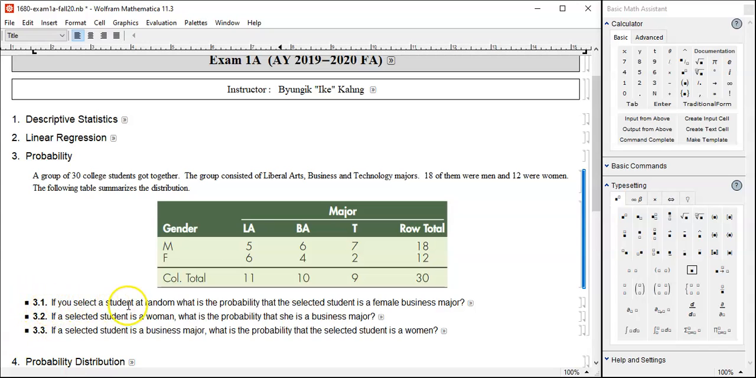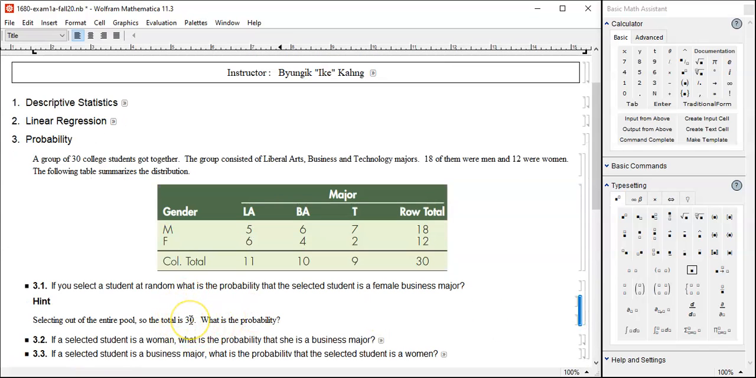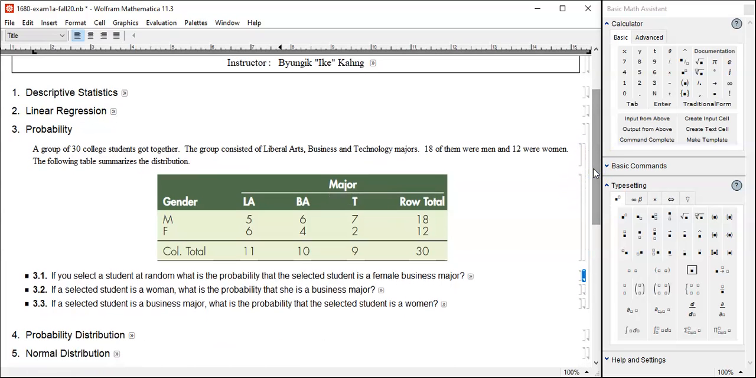First problem. If you select a student at random, what is the probability that the selected student is a female business major? So how many female business majors are there here out of total? What's the total here? How many students are there? Total is 30, because I'm selecting one student out of this total pool. No restriction here. So the denominator is 30. I'll stop here and you can find out the probability. Good luck. Female business major out of 30.